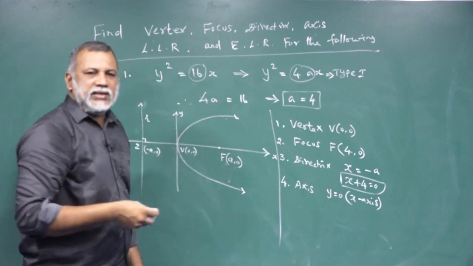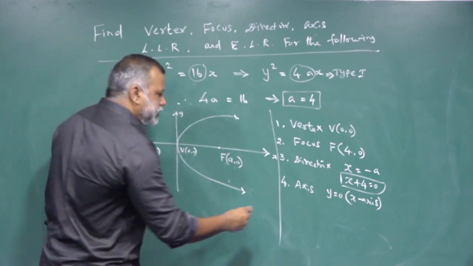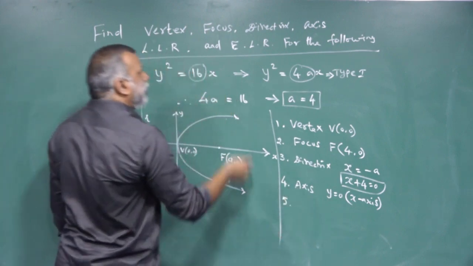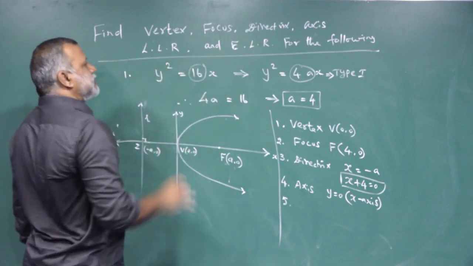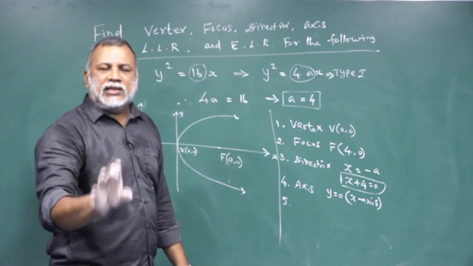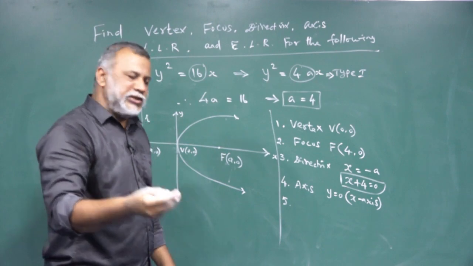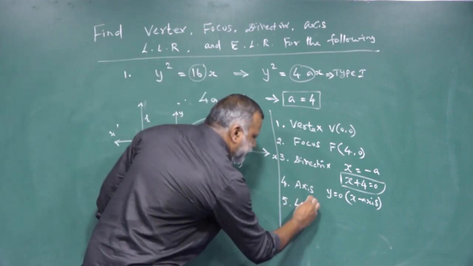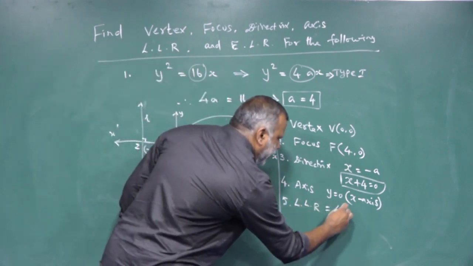So the X axis is the axis. Its equation is y equal to 0. Now point number 5, the length of the latus rectum. I already explained, the length of the latus rectum never changes for any type. Length of the latus rectum equal to 4a.